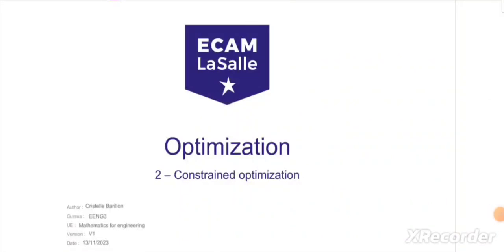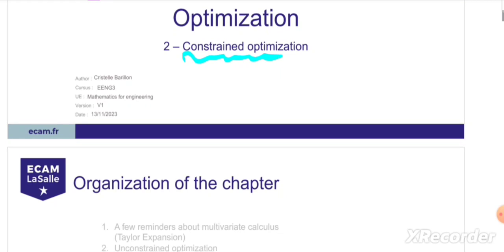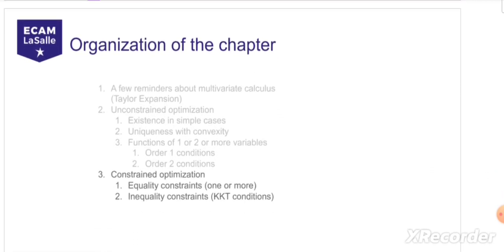Hello, and let's see about the second part of this chapter on optimization. We're going to talk about what is called constraint optimization, by opposition to the previous section, which was really unconstrained optimization. Okay, so what we did last time was we first had a reminder about multivariate calculus.